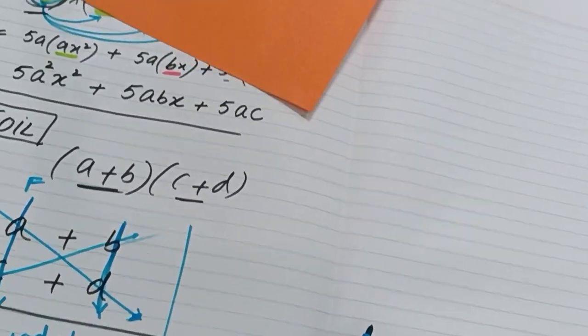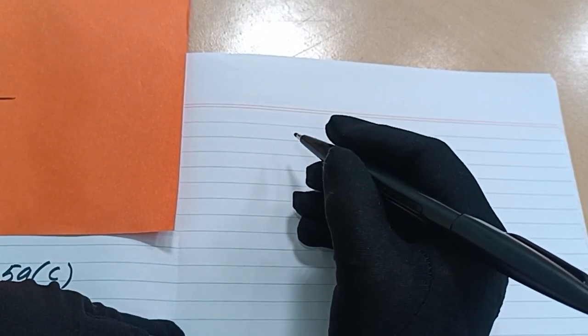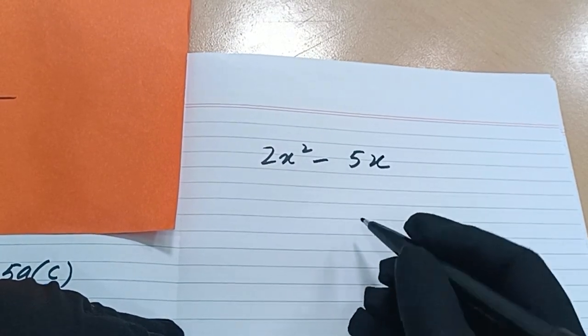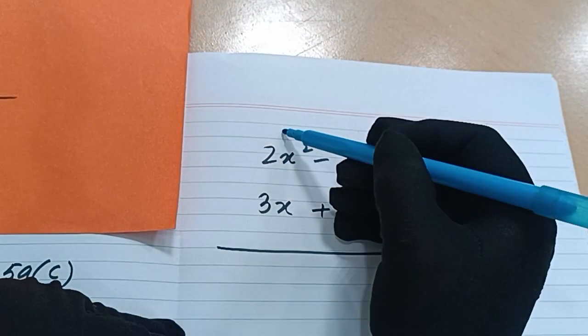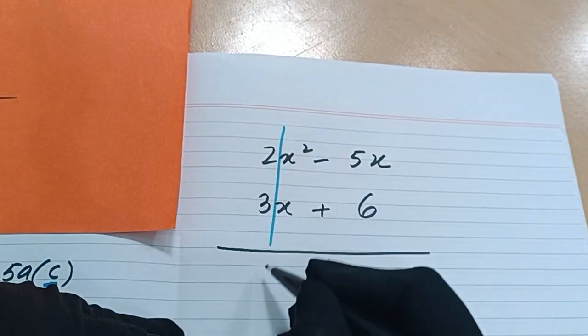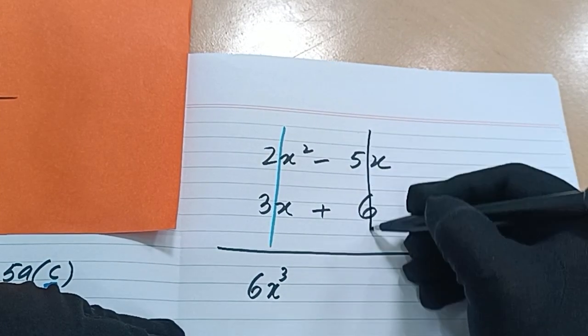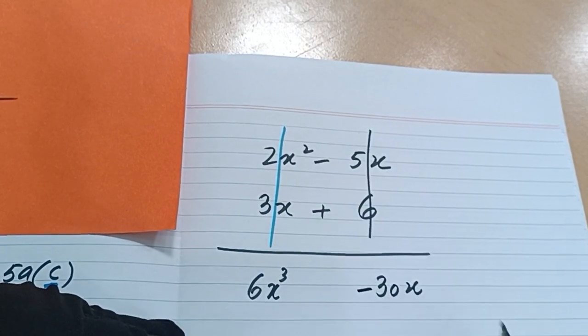So let me solve one more exactly in the same way with different simple numbers. Then you will see how we are multiplying together the two terms. So this time I am taking one more example, suppose it is 2x square minus 5x and 3x plus 6. How to multiply? Okay, first to first. 2 3s are 6, x2, x1, x power 3. Last to last term, 5 6s are 30, x, minus plus minus.